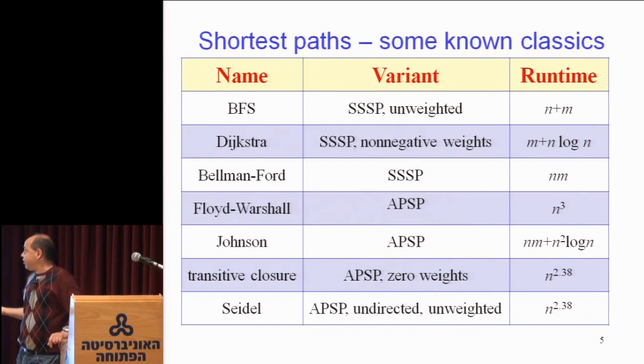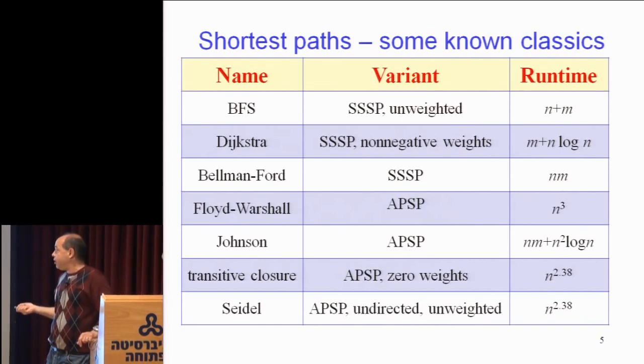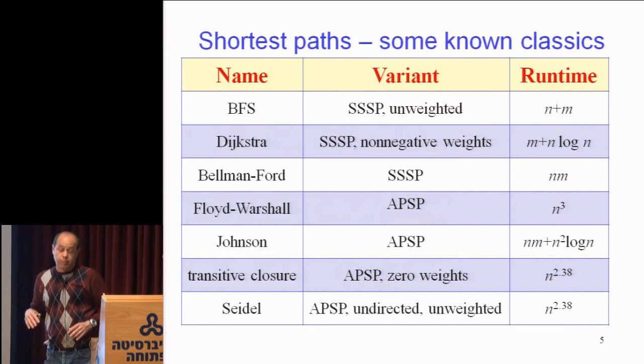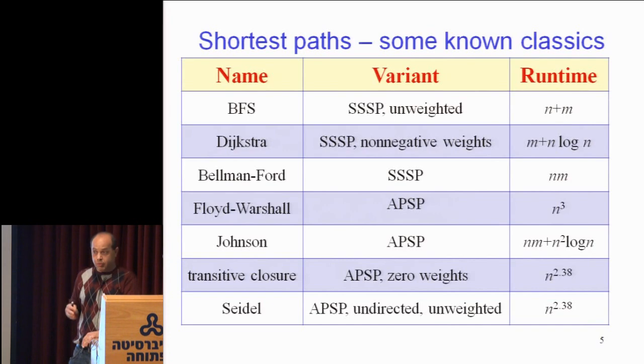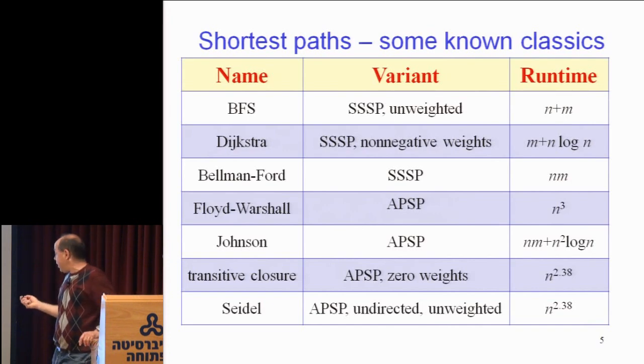And the classical algorithm there is the Bellman-Ford algorithm, which solves the single source problem in the most general setting, positive and negative edge weights with no restriction, in time which is a product of the number of vertices and the number of edges. So you see that if your graph is dense, the running time would be cubic. What about all pairs? The classical algorithm there, which doesn't assume anything about the graph, works in any case, is the Floyd-Warshall algorithm. It is a cubic algorithm.